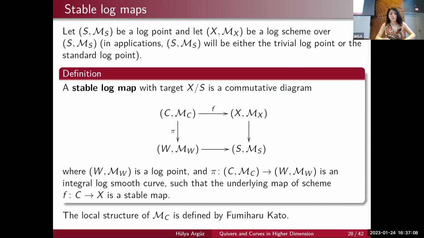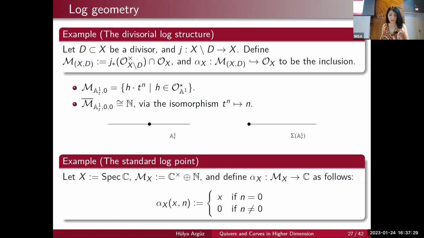So first I want to define what a stable log map is. I fix a log point and a log scheme over this log point, and S, which I denote by this log point, depending on the context, could be either a trivial log point, which means M is just C star, or the standard log point, like here, that I define as C star direct sum N.